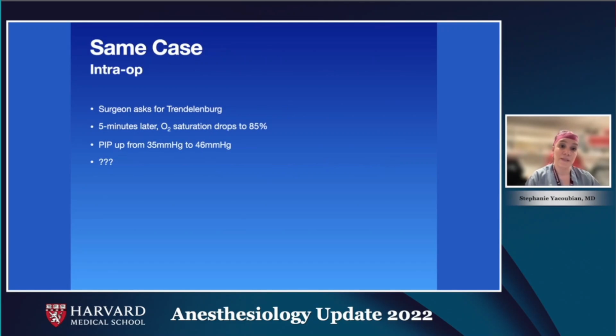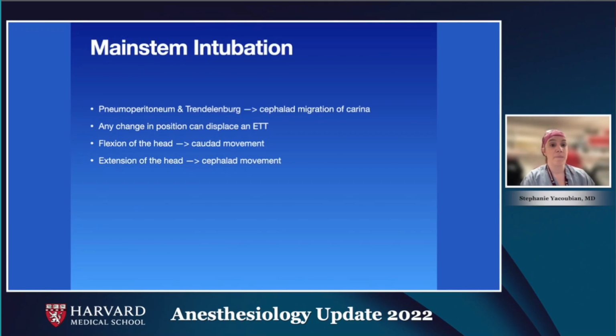Now, in the same case, you intubate, you resolve the bronchospasm, and intra-op, now the surgeon's performing the laparoscopic hysterectomy, and they ask you to place the patient in Trendelenburg. 5 minutes later, you notice that the patient's saturation now drops to 85%. Your peak inspiratory pressures are now from 35 to 46 millimeters of mercury. So what do you think is happening here? You change the position of the bed, patient started desaturating. What do you think is the most likely scenario?